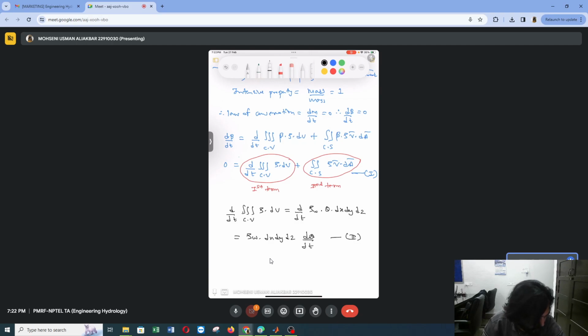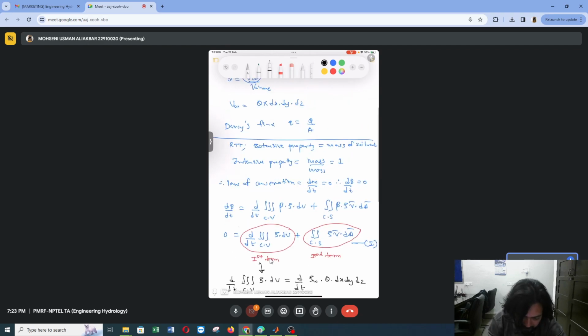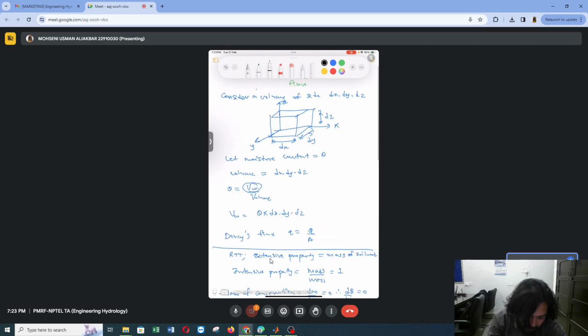Now let us look into the second term. This is all about the first term, right? This is the first term. Now let us look into the second term. So the second term is nothing but the inflow, that is the volume of water which is entering. If you look at the main diagram here, the inflow is nothing but the volume of water which is entering from here.